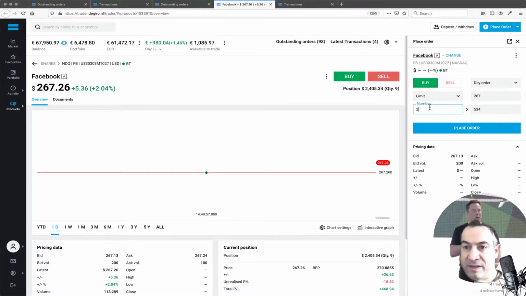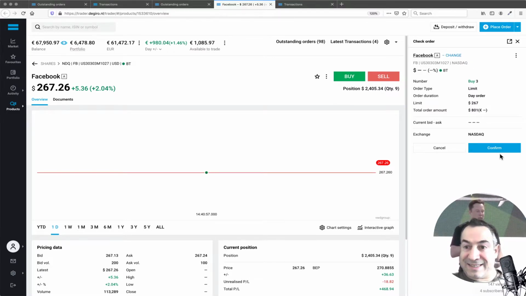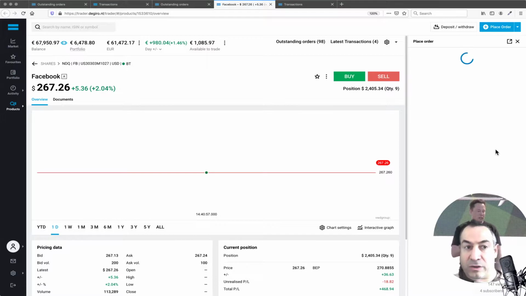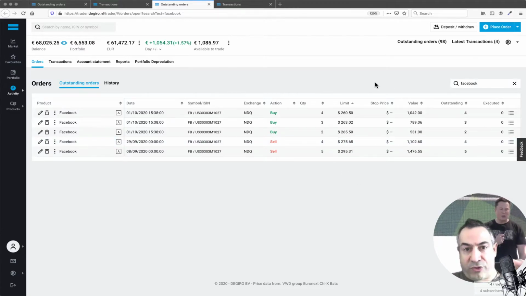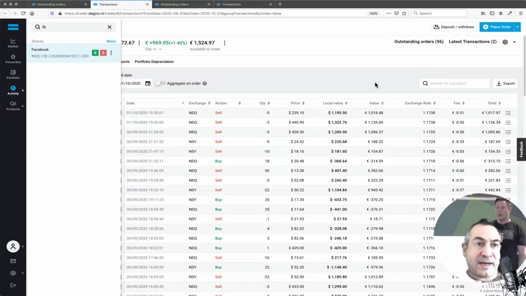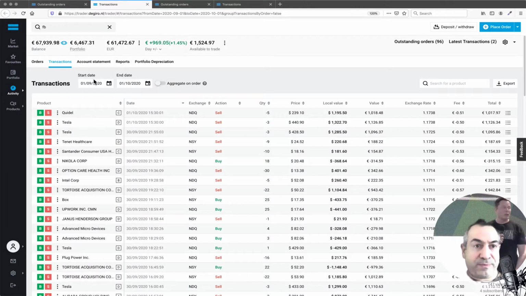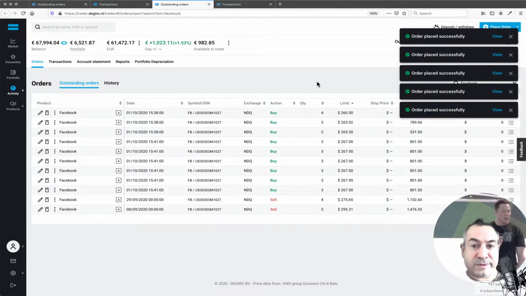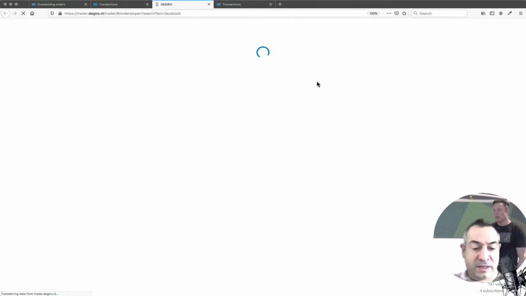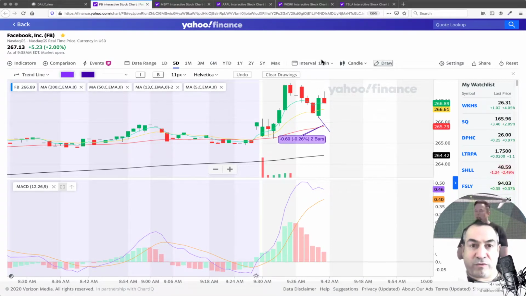267. You know what? I'll go for three because I can see this is going to take off a lot quicker than expected. And there we go. 267. It probably just went through directly. And we'll check that out. I don't see it here. So normally, still didn't go through. Okay, forget about this. It's a problem with this platform. It's having some technical issues.